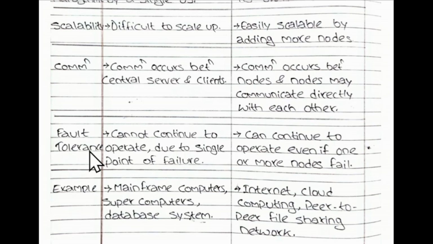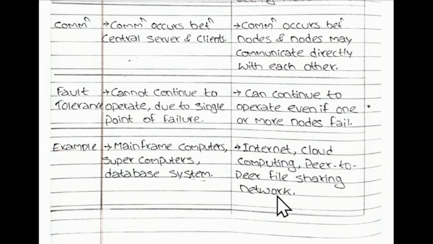Fault tolerance. Centralized systems cannot continue to operate due to a single point of failure. Distributed systems can continue to operate even if one or more nodes fail. Examples of centralized systems are mainframe computers, supercomputers, database systems, and so on. Examples of distributed systems are the internet, cloud computing, peer-to-peer file sharing networks, and so on.